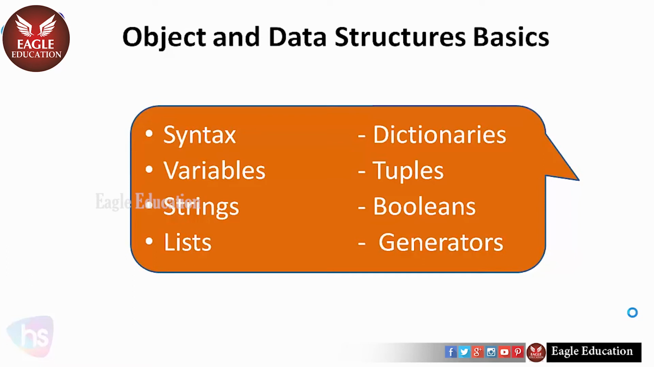And similarly, tuples: what is a tuple, how to use it, and if any corrections are required in a tuple, how to convert the tuple to a list, make the modification, and then change it back into a tuple and run it. Why? Tuples are immutable, which cannot be changed at runtime.